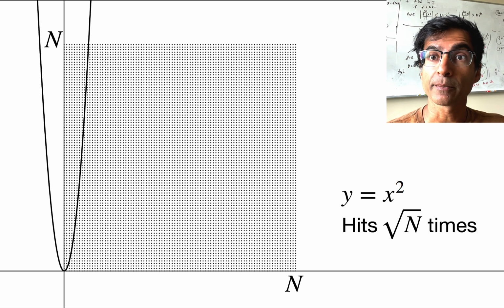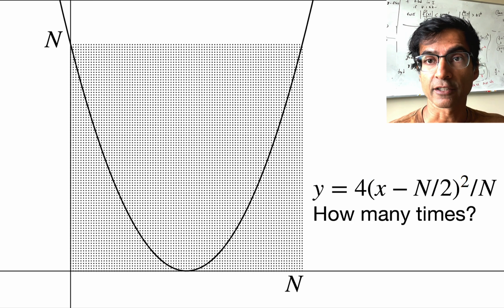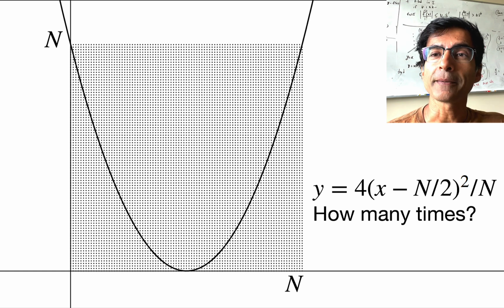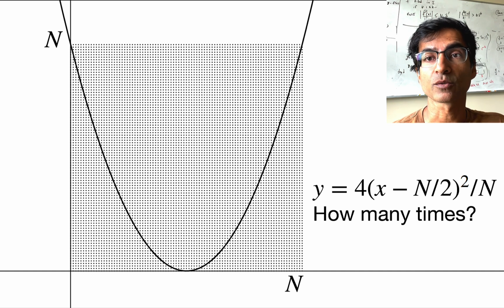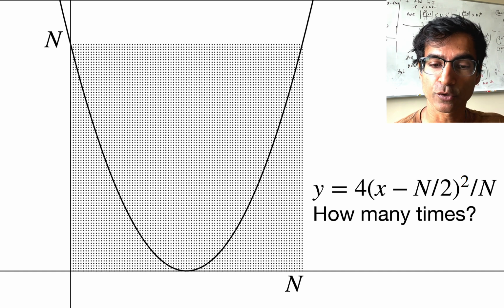All right, so we can try to hit more points of the grid by taking a different parabola, maybe this one. So how many times do you think this curve hits the grid? Well, in this video, I'll prove to you that even this one hits the grid only square root n times, approximately. In fact, something more general is true.